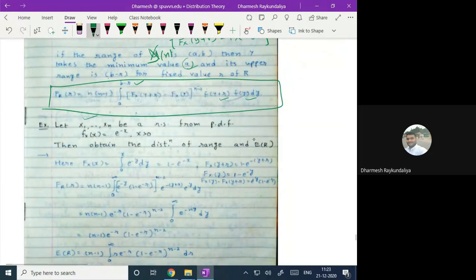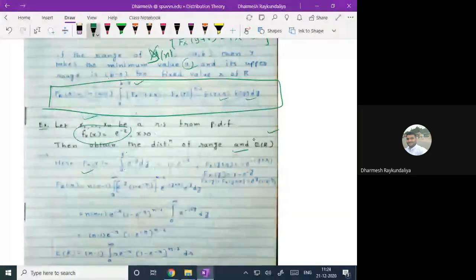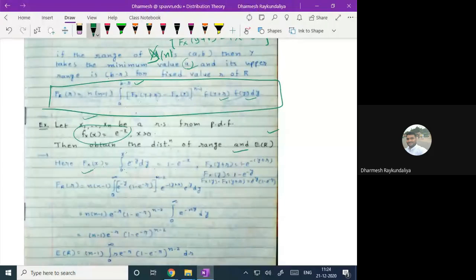Let x1 to xn be a random sample drawn from the PDF fx equal to e raised to minus x. Find out the distribution of range and its mean. Here the PDF is given, so first we find the CDF of x. Capital Fx of x is the integral from 0 to x, because the range is x greater than 0, of e raised to minus y dy. If you integrate, e raised to minus y upon minus 1, and substituting, you will get 1 minus e raised to minus x.